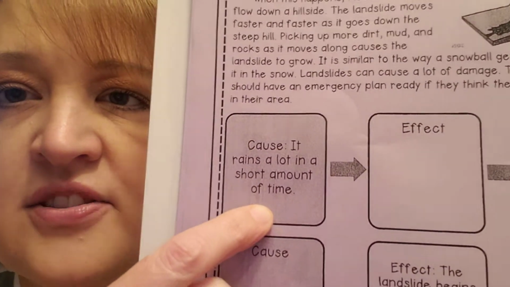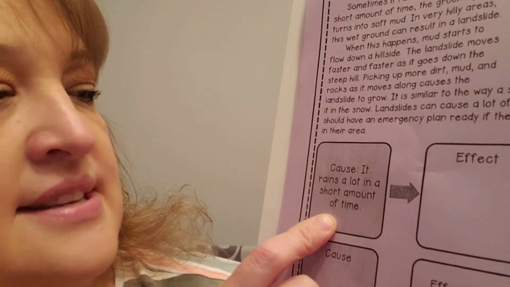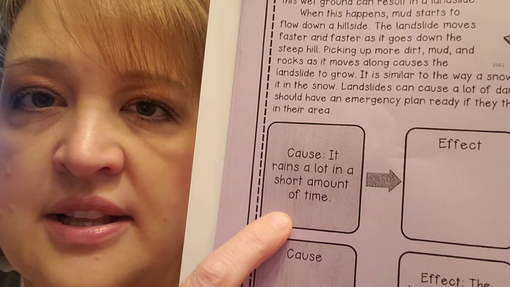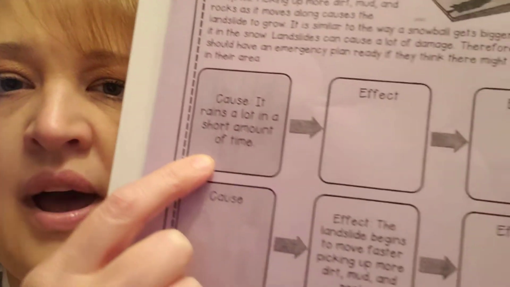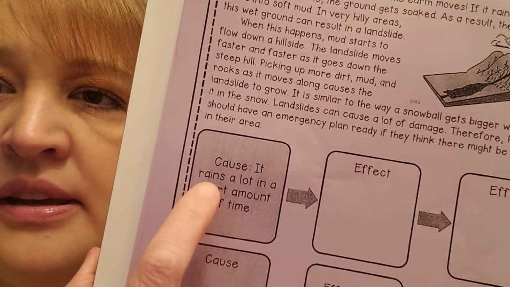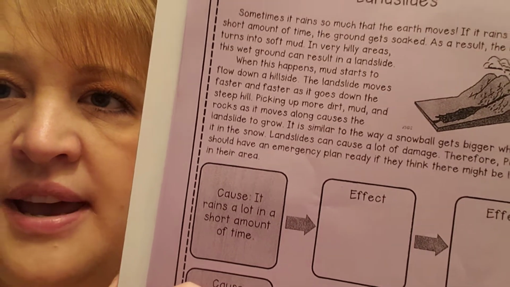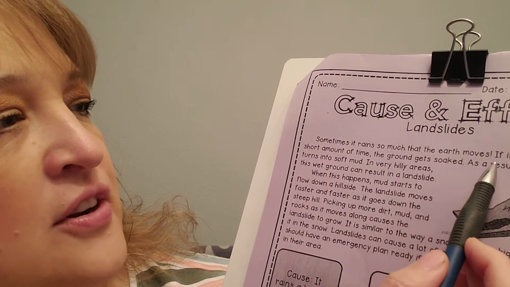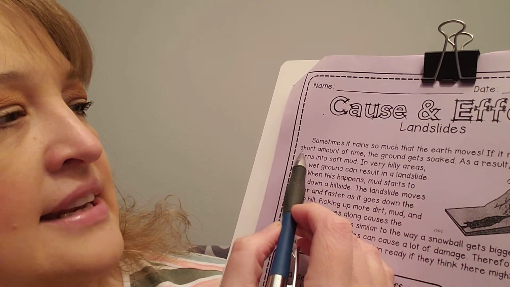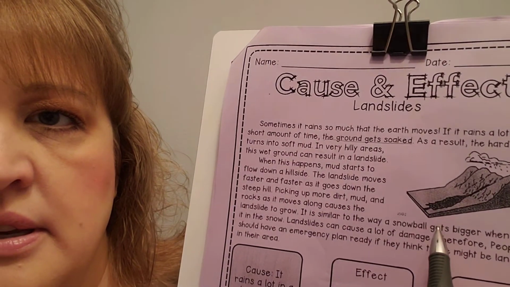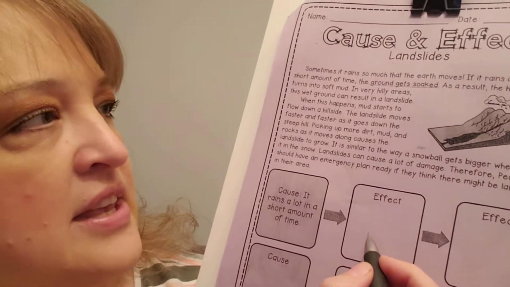All right, so let's look. Here's the cause. It rains a lot in a short amount of time. So if it rains a lot in a short amount of time, what can happen? What are the effects that happen when it rains in a short amount of time? So let's go back to our text and look at it. Sometimes it rains so much that the earth moves. If it rains a lot in a short amount of time, the ground gets soaked. So it tells us right there. So what is one of the effects?